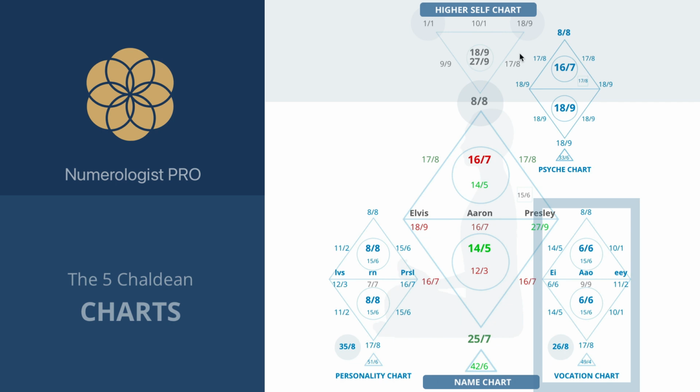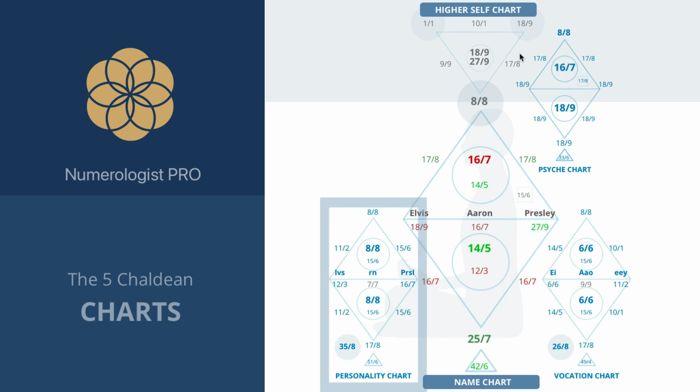Your vocation chart is down here to the right. It is created by your day of birth and by the vowels in your names. This chart shows your deepest desires, secret longings, how you like to use your time, and what you attract into your life. Your personality chart is shown down here to the left. It is created by your day of birth and the consonants in your names. This chart shows how your personality and charisma manifest themselves and what other people see and perceive.